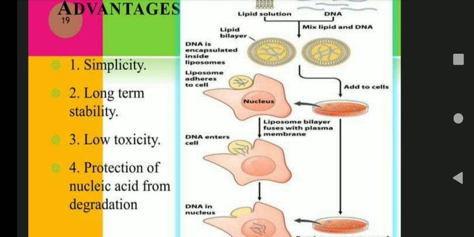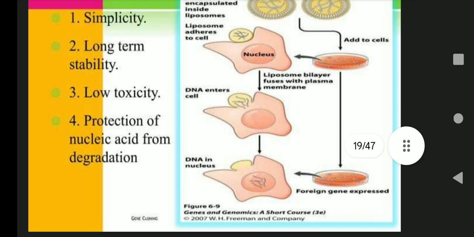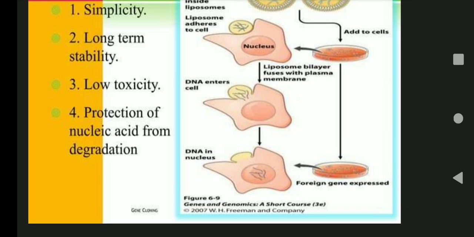It reaches the nucleus further. The foreign DNA is further expressed by this method. The advantages of this method are that it is very simple and gives long-term stability. There is no toxicity, and production of the nucleic acid is also possible without any degradation.